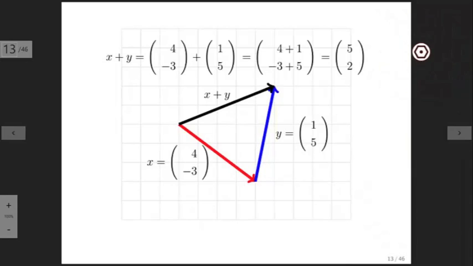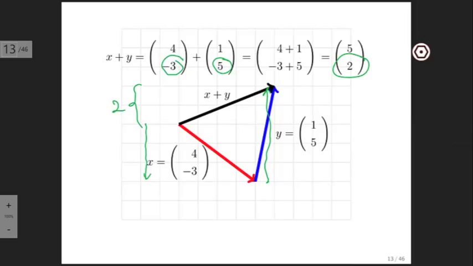Now how does this work? If you focus on the first component of x and y, notice that this here is the first component of x, it's 4. This here is the first component of y, it's 1. And notice that the vector x plus y goes across 5 units. Similarly, if you look at the second components of x and y, minus 3 and 5, the minus 3 comes from the fact that x first goes down 3 units, and then the 5 comes from the fact that y goes up 5 units, so the net difference is 2, and that is the second component of the result when you add x to y.